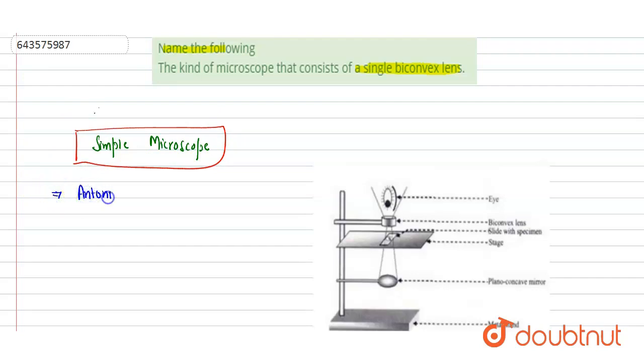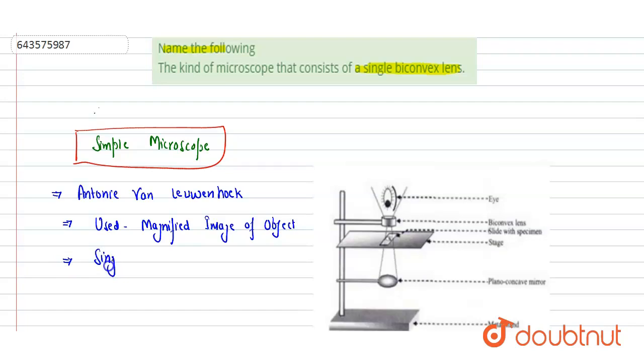Antony van Leeuwenhoek, a Dutch scientist, discovered this simple microscope. It is used to see a magnified image of an object, and it consists of a single biconvex lens.